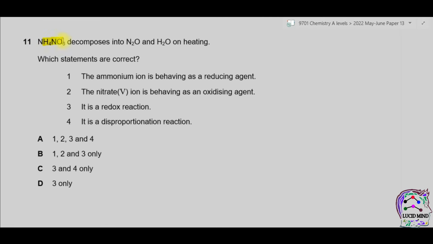Question 11. Ammonium nitrate decomposes into N2O and H2O on heating. Which statements are correct? First one is that the ammonium ion is behaving as a reducing agent. The nitrate ion is behaving as an oxidizing agent. It is a redox reaction or it is a disproportionation reaction. Now let's see which ion is getting what. So we have ammonium nitrate. Ammonium nitrate contains ammonium ions and nitrate ions.